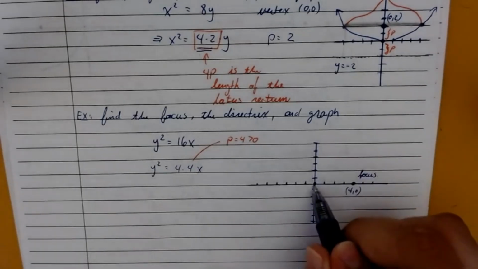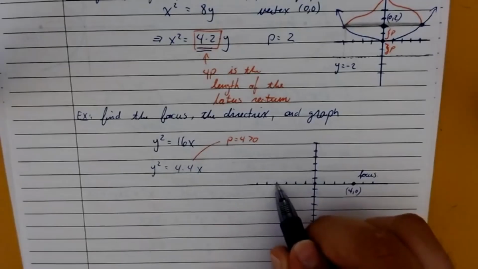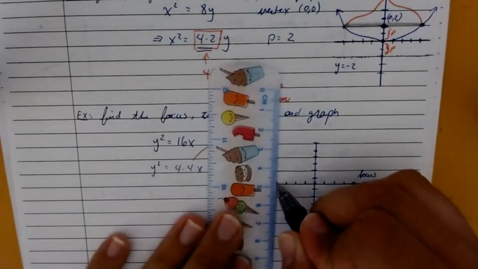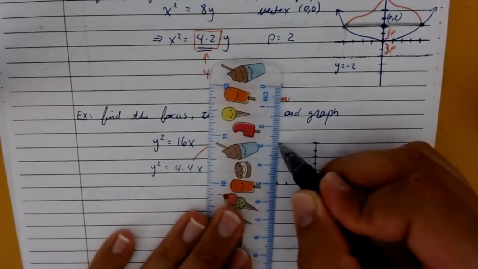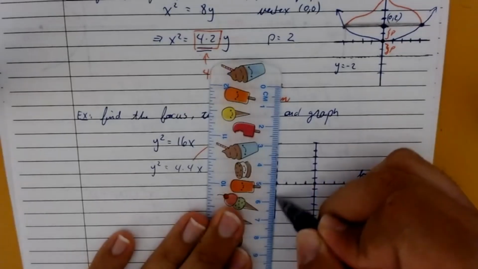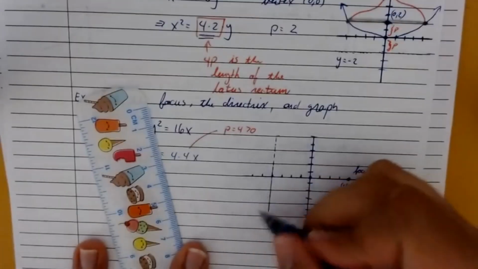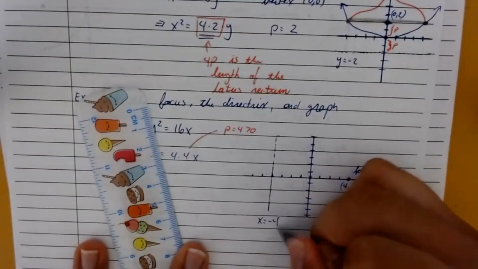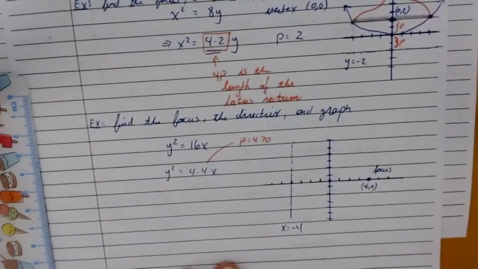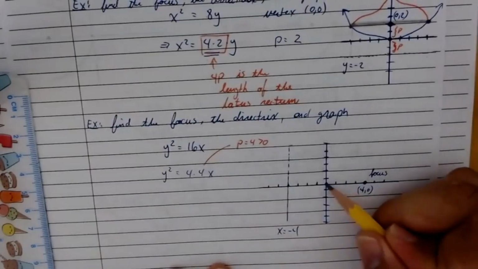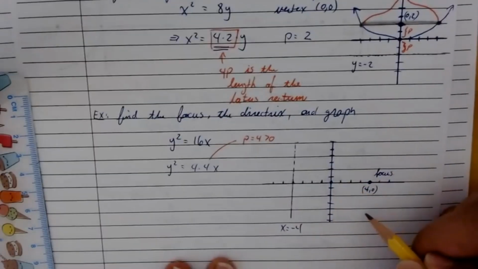That means that our directrix is going to be 4 units in the opposite direction to the left. 1, 2, 3, 4 right here. And that line is now a vertical line, which is what, x equals -4. Before we had y equals, since that was horizontal. Now we have x equals, since that's vertical. All right, so now we have our parabola. It's going to start from here, and it's going to open this way toward the focus.